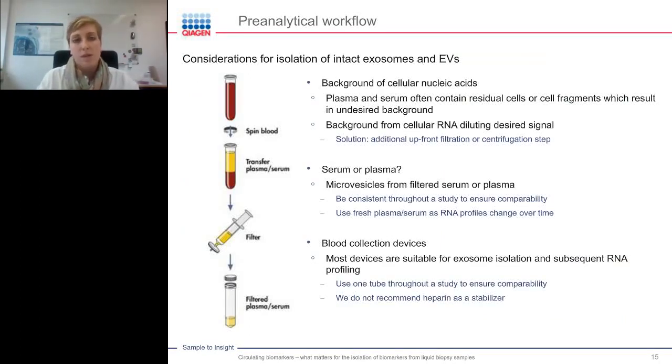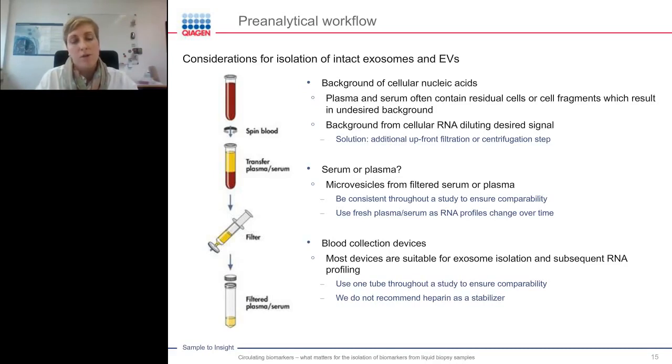What is also very important is that you take a detailed look into your pre-analytical workflow. We know that a lot of the differences in results or inconsistencies in results that are obtained very often stem already from the pre-analytical processing of the samples. So here are some considerations for the isolation of intact exosomes and EVs as well as their content. First of all, quite some background can come from cellular nucleic acids that are released when cells undergo apoptosis. So what we usually recommend is to do an upfront filtration step or centrifugation step, as indicated here on the left side in this little pictogram, which removes background from cellular RNA that can be diluting the desired sample.